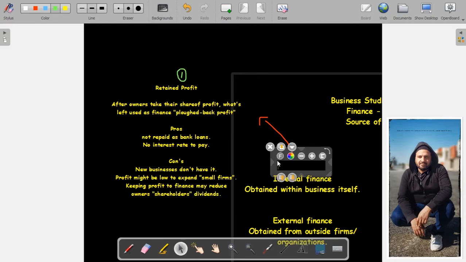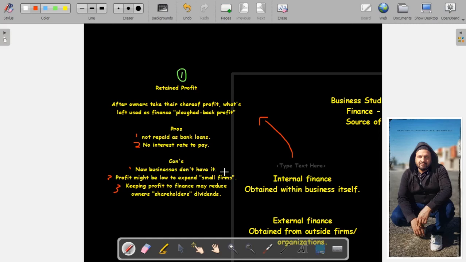That's why it's considered a disadvantage. So the retained profit is here, and we said that there's two advantages and three disadvantages here. Okay, that's about the retained profit.